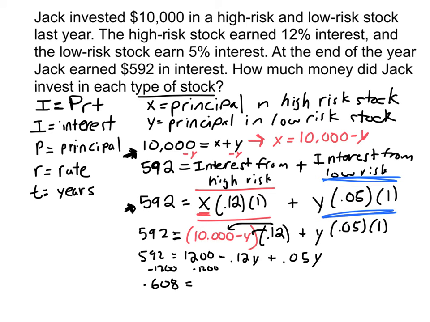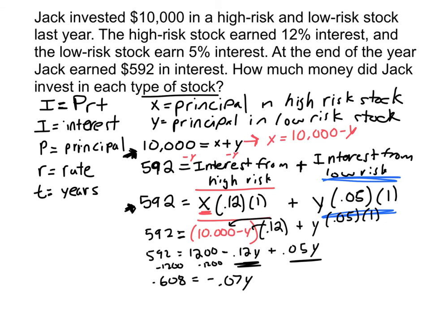And then over here, I'm going to be left with negative, so I have this and this, which both involve y, so I can combine like terms, and I'm going to be left with negative 0.07 times y. Okay, so next step is I need to divide both sides by this negative 0.07. So divide both sides by this negative 0.07. Right, so now these cancel, and I'm left with just the y. So negative 608 divided by negative 0.07.